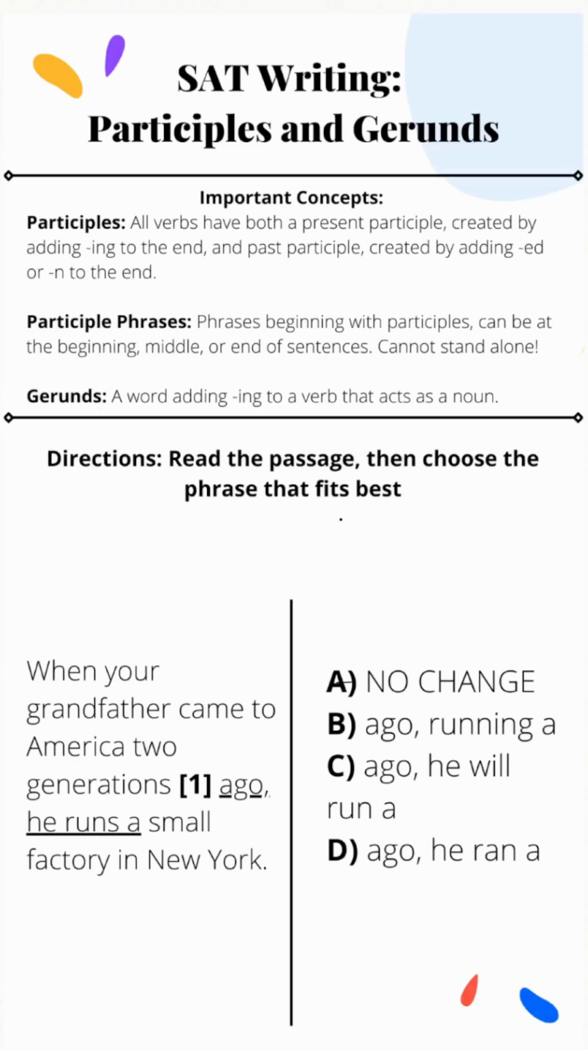In this video, we're going to talk about participles and gerunds in the SAT writing. What you need to know about participles is that they are essentially verb forms. So all verbs have both a present participle, which is created by adding -ing to the end of it, and a past participle, which is created by adding -ed or -n to the end of it. And that's going to create a verb that is in a different form, present or past.